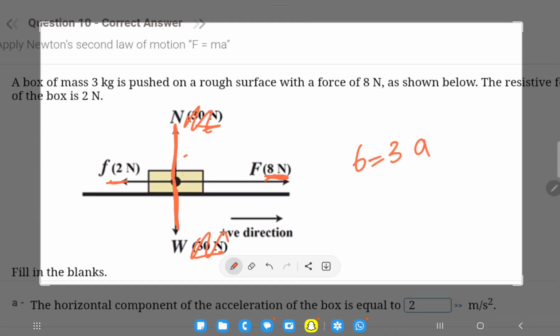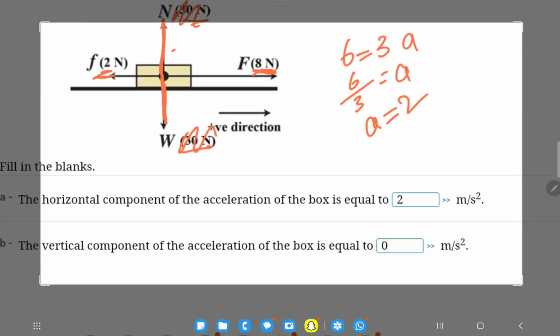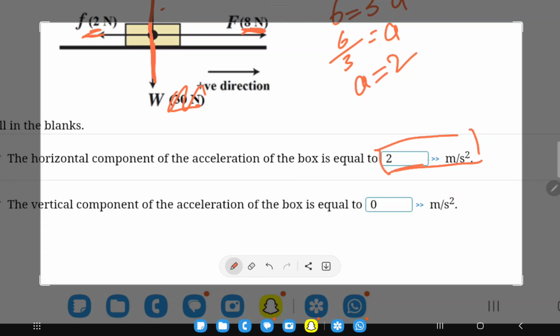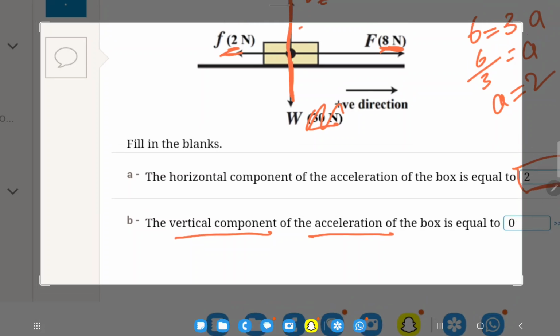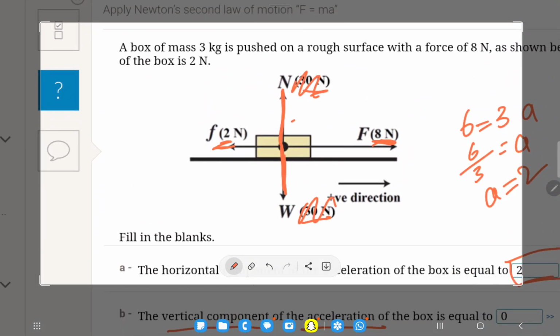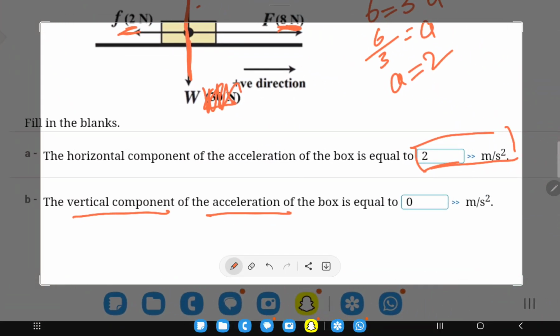They want the horizontal acceleration first. We have the horizontal forces. 6 divided by 3 equals a, and a is 2 meters per second squared. Now in the other part they want the vertical component of acceleration. But when we go to the vertical forces, they cancel each other out. On the vertical axis, the object doesn't accelerate.